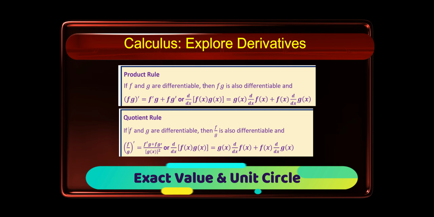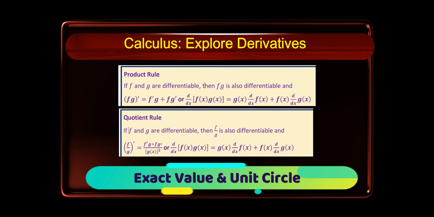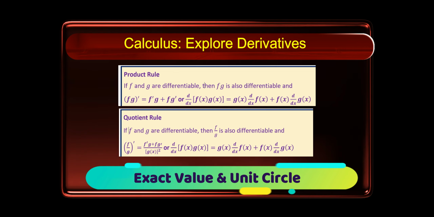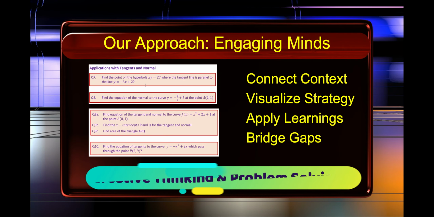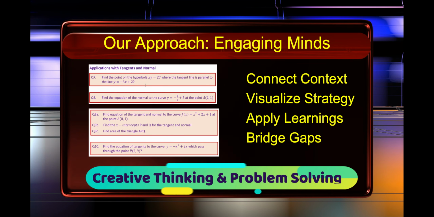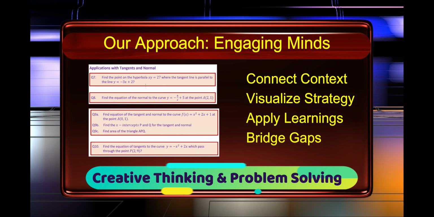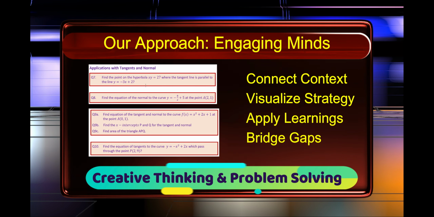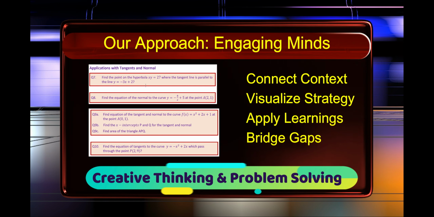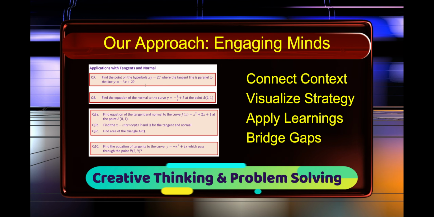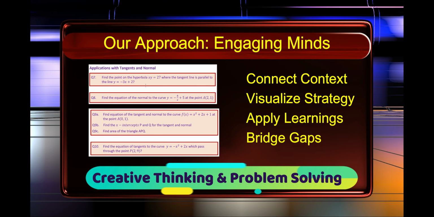At the end of the class, I will also introduce to him the next chapter, which deals with increasing and decreasing intervals. We are going to take polynomials as our base functions to apply the power rule, the product rule, the quotient rule, and take up examples related to tangents and normals. That is how we connect, and that is how our engaging mind strategy works.